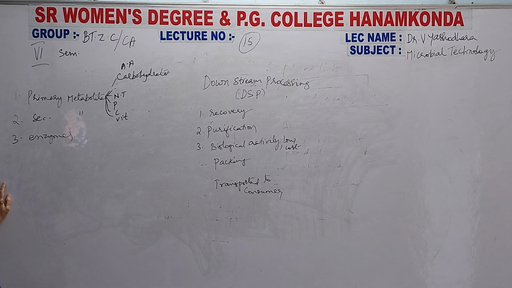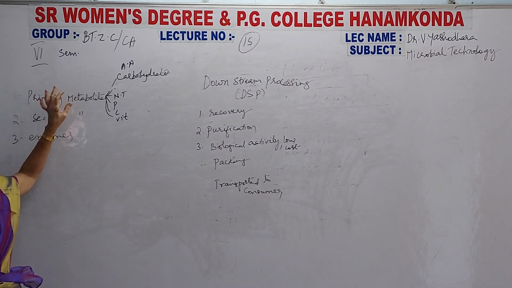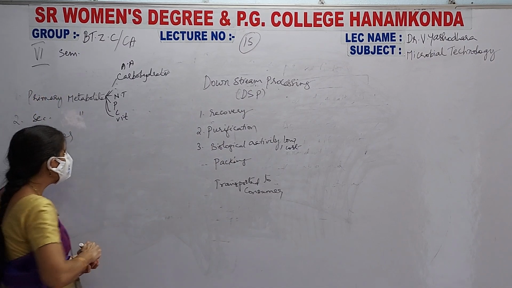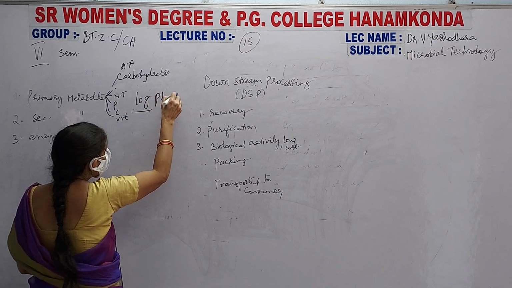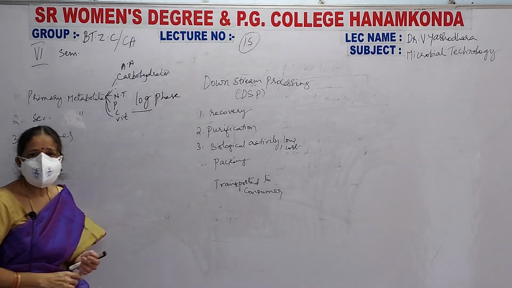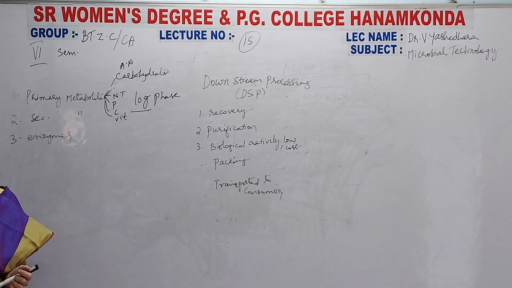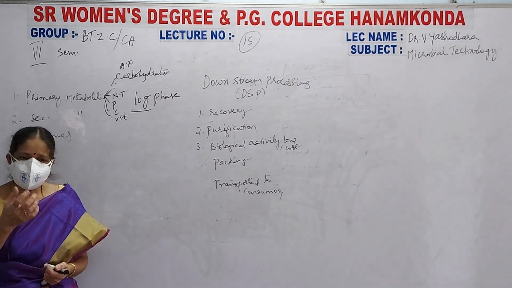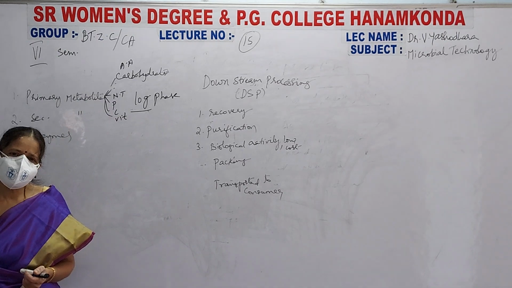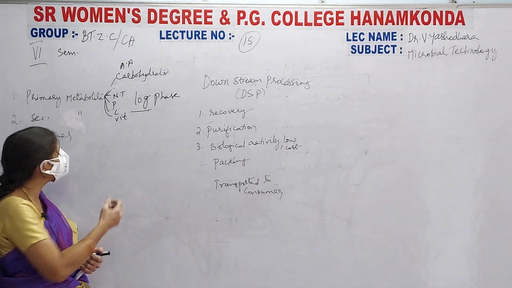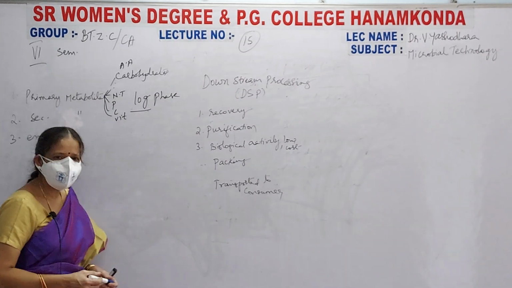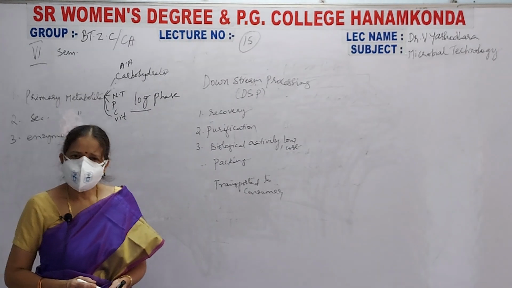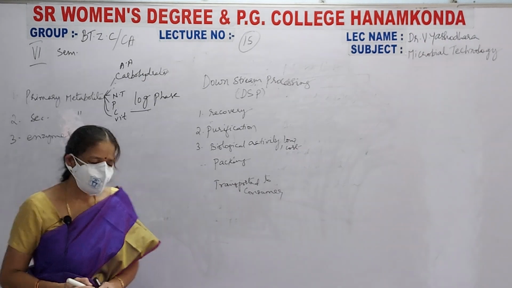Amino acids, carbohydrates, proteins, lipids, nucleotides and vitamins, nucleic acids, these are the primary metabolites, and these are produced during the exponential growth phase or log phase. When the cells are in log phase, you will get the primary metabolites. If you are recovering the medium from the cultures in the log phase, you will be extracting these primary metabolites.